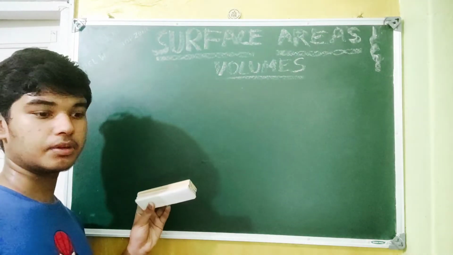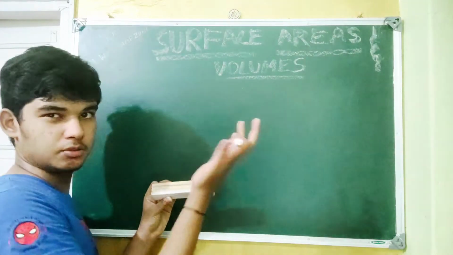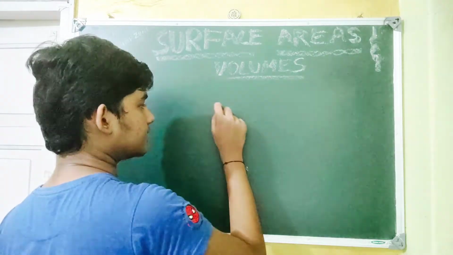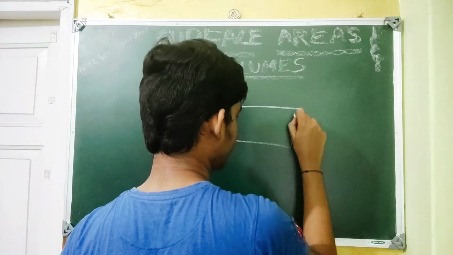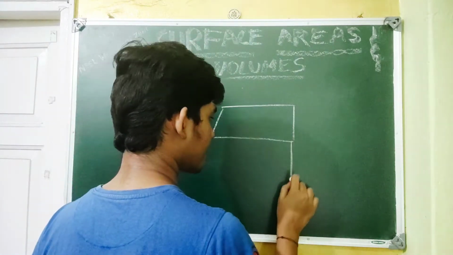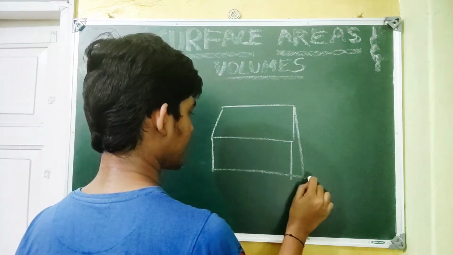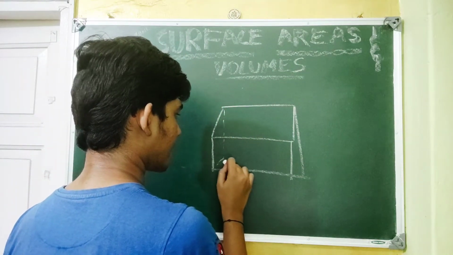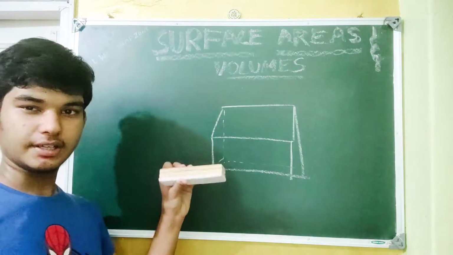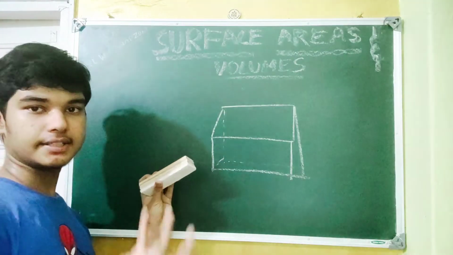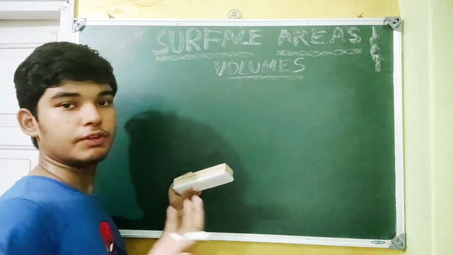A cuboid is a shape which looks similar to this, which has length, breadth and height. So does the cube, but this is different, so let me draw this real quick. So let's take this as a cuboid, or we can also take this duster or an eraser as the example for cuboid. So let's say you need to find out the surface area of a cuboid.